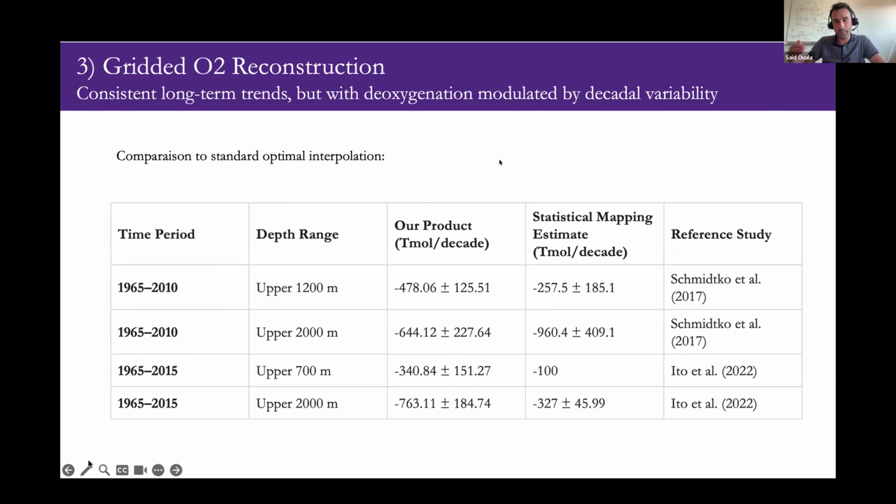And by doing this prior to optimal interpolation, we were able to reconstruct a dissolved oxygen product that simulates deoxygenation rates that are in agreement, or at least on the same order of magnitude as ones of previous studies that are only based on observations.